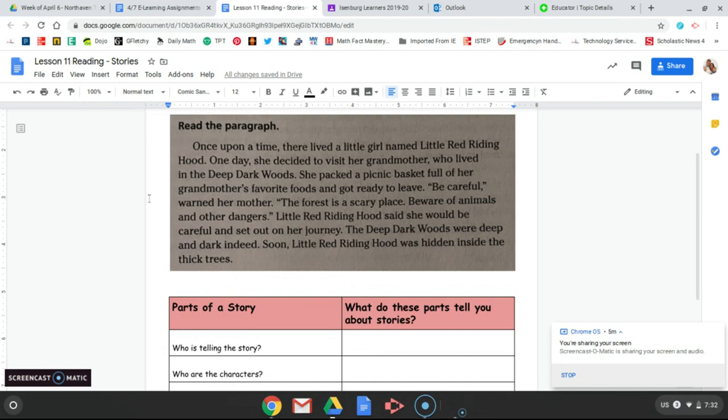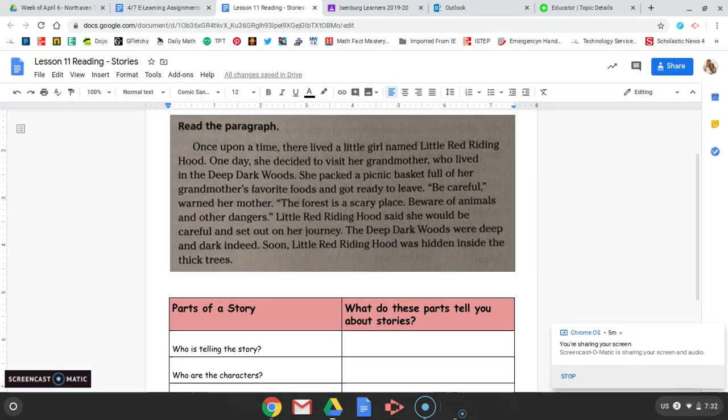Once upon a time, there lived a little girl named Red Riding Hood. One day, she decided to visit her grandmother, who lived in the deep, dark woods. She packed a picnic basket full of her grandmother's favorite foods and got ready to leave.